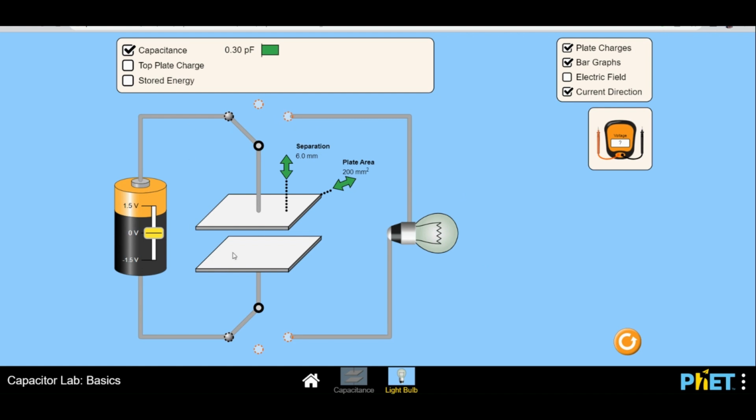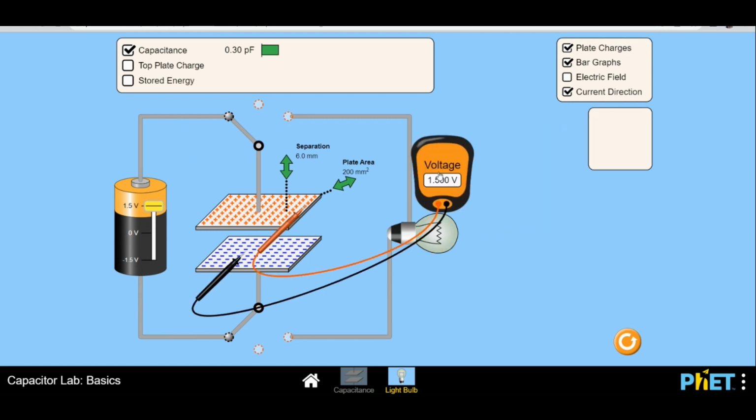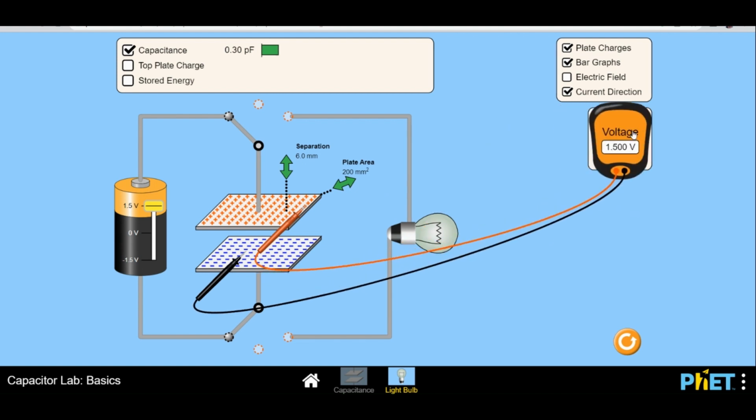So let me now charge the parallel plates. Right now it is devoid of charges. So if I increase the voltage to 1.5 volts, let me measure the voltage on the two plates. Across the two plates, the voltage is actually 1.5 volts. Let me put it back.